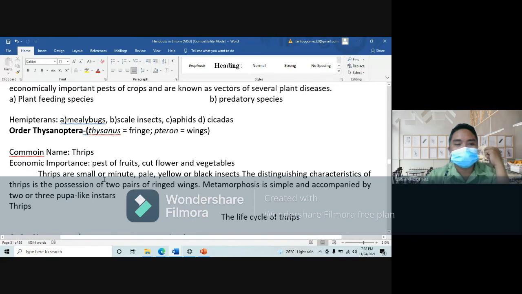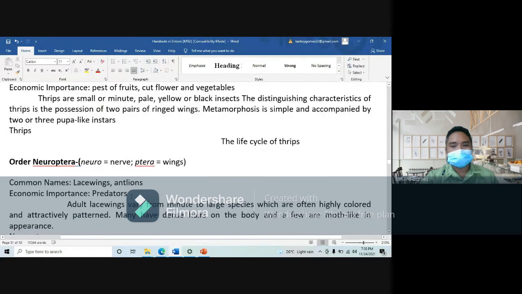The distinguishing characteristic of thrips is the position of two pairs of fringed wings. Metamorphosis is simple and accompanied by two or three pupa-like instars.